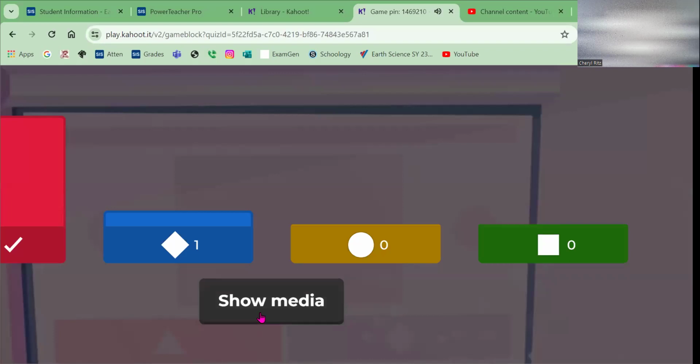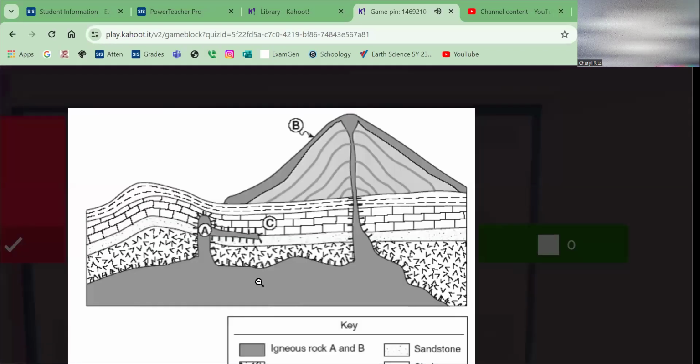Okay, so let's go through this. How do we know that A is younger than C? Because of the contact metamorphism. C had to be there for A to touch and burn it. So C was hanging out, being old, and A butted its way in and burned it. A is kind of a jerk.